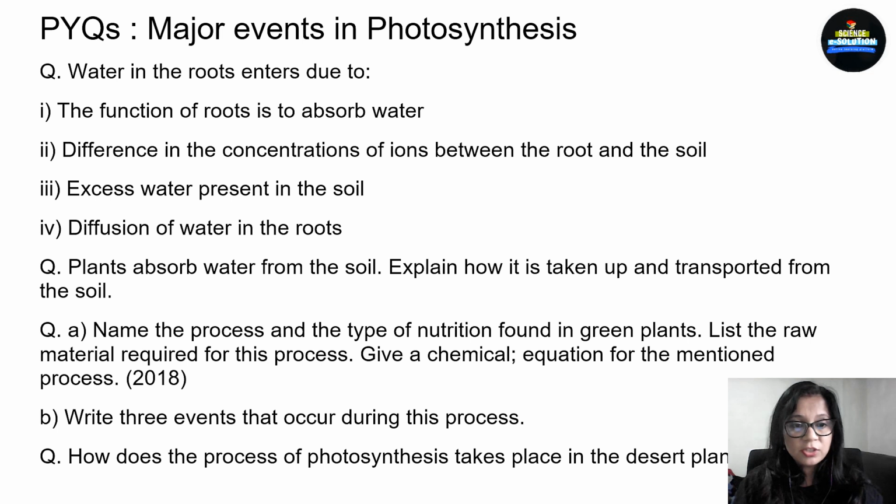So PYQs, major events that occur in photosynthesis, the previous year's questions of this topic. Water in the roots enters due to. Why does the water enter the roots? The function of roots is to absorb water. The options: the difference in concentrations of ions between the root and the soil, excess of water present in the soil, or diffusion of water in the roots. The answer will be difference in the concentrations of ions between the root and the soil, number 2, because inside the root hairs the concentration of water is lesser than what is there in the soil. So because of this concentration difference, osmosis takes place and water is absorbed in.